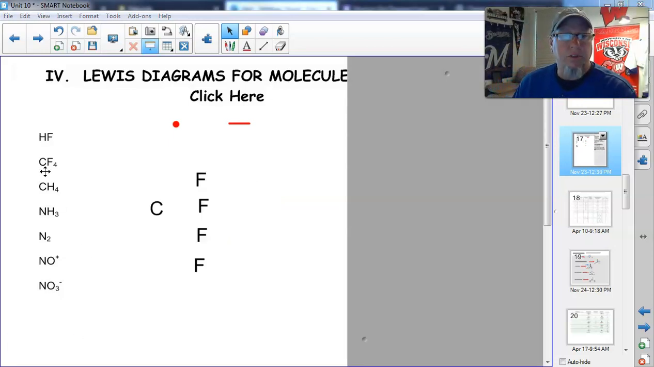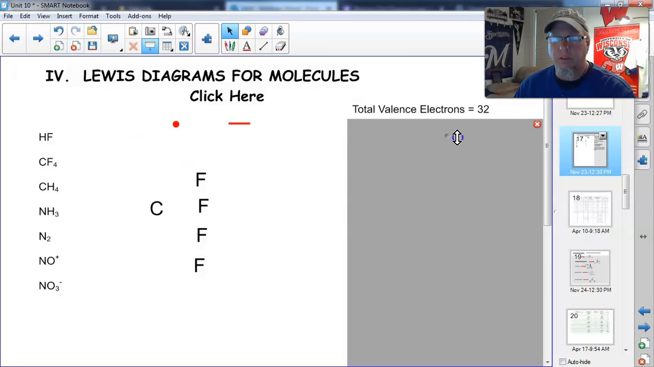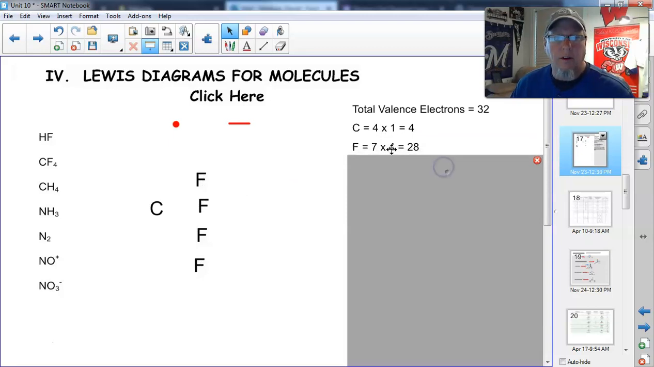All right, example number 2 is carbon tetrafluoride. So if I'm trying to do carbon tetrafluoride, when I look at the formula, this is what it means. There's 1 carbon, there's 4 fluorines. So the first step is to determine how many valence electrons there are, and I determined that there were 32. How did I get 32? Carbon has 4 valence electrons, and there's only 1 of them, so that's 4 electrons. Fluorine still has 7, just like the last example, and there are 4 of those, so 7 times 4 is 28. Add those together, I get 32.